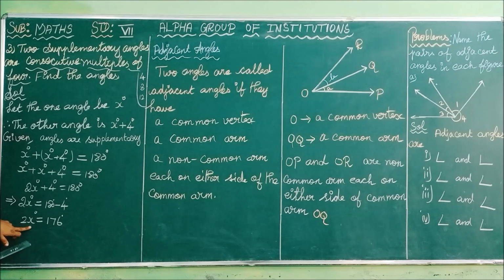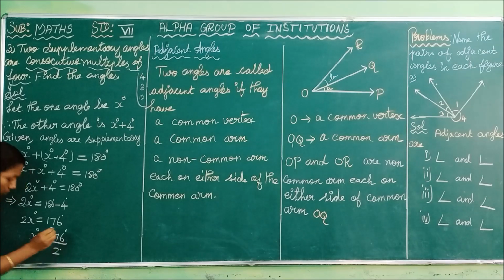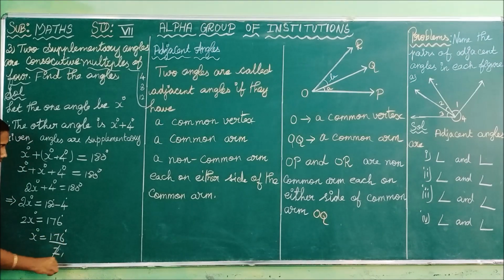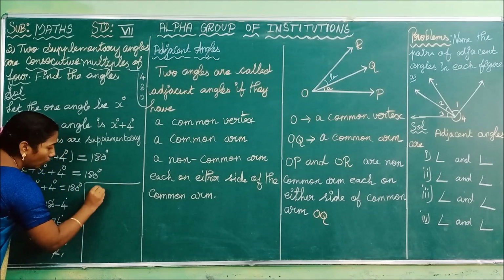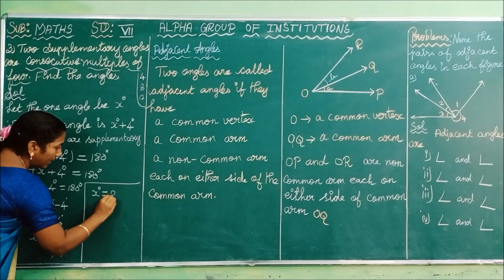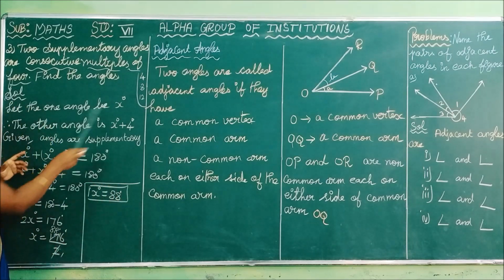We have to find the value of x. So, x equal to 176 by 2. Now, we have to divide 176 by 2. So, 1 2 is 2. 8 2s are 16. Remainder 1. 8 2s are 16. So, x equal to 88 degrees. Thus, we have found one of the angles.